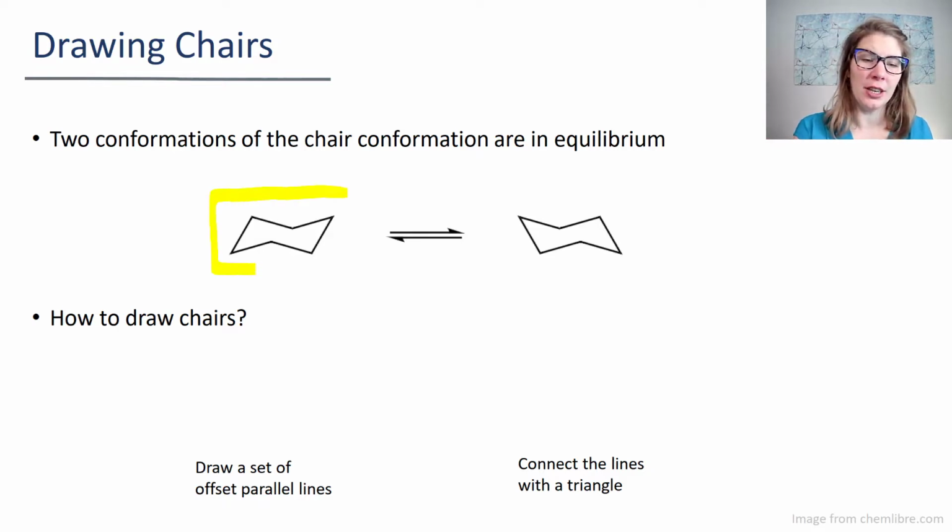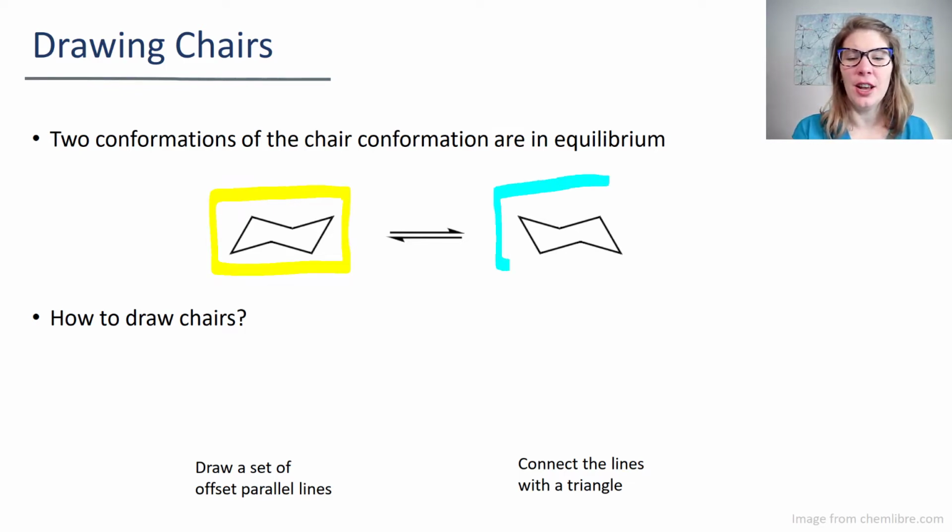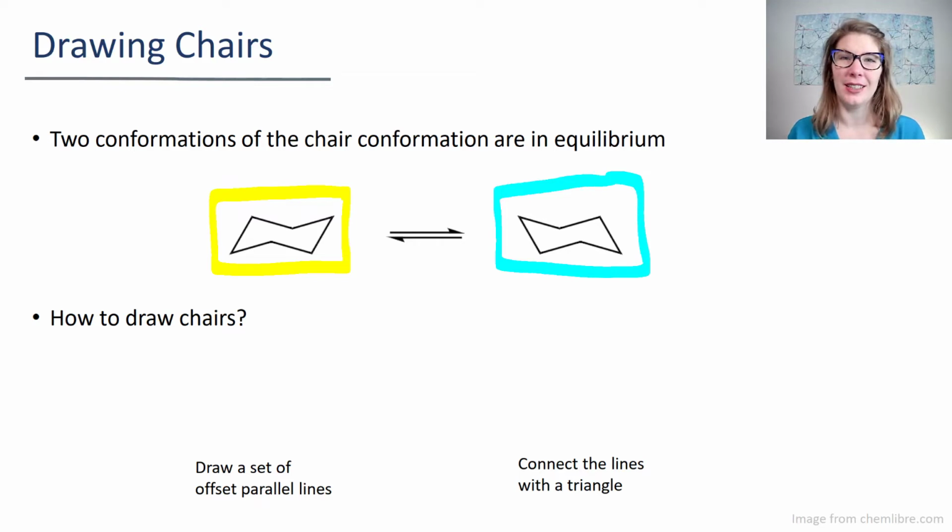Here is one chair conformation on the left, and this is another chair conformation on the right. These are two different chairs, and we want to be able to draw both of them. What is happening at room temperature is one chair is flipping to the other, and we're going to get to that in a moment. First, let's focus on how the heck we're supposed to draw those.